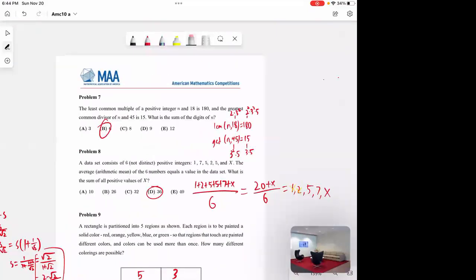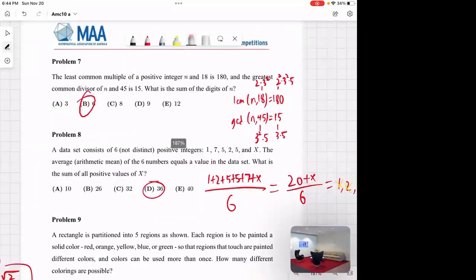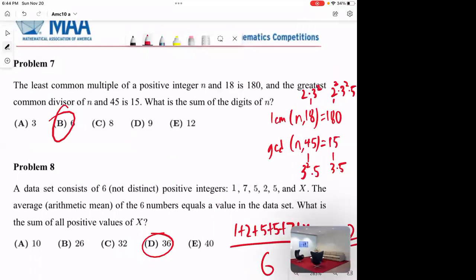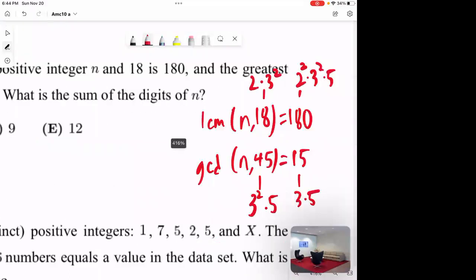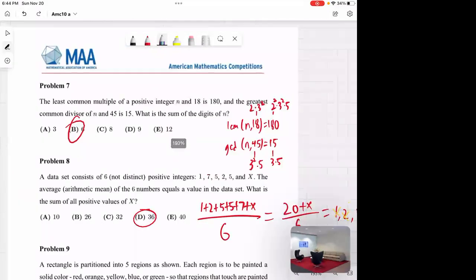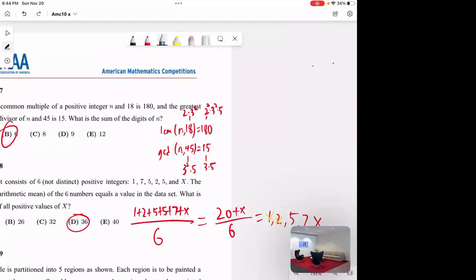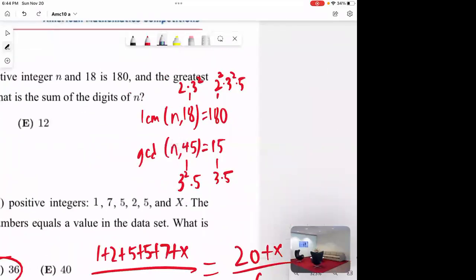Let's move on to number 7. The least common multiple of a positive integer n and 18 is 180. So that's this first one right here, right? And then the second one, the greatest common divisor of n and 45 is 15. So what is the sum of the digits of n? So when we go through this problem, it's kind of just like number theory.